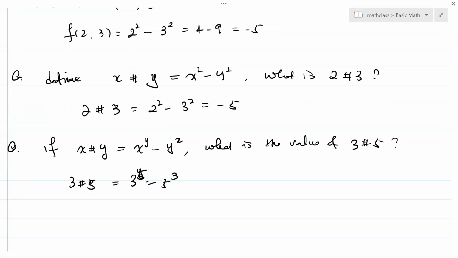How do you do that, right? Quickly do the computation. It's going to be 9 times 9 times 3, that is 243, right? Minus 125, because 5 times 5 times 5 is 125. So the total is 118. So this is about the concept of functions.